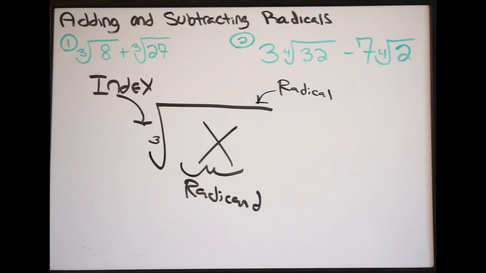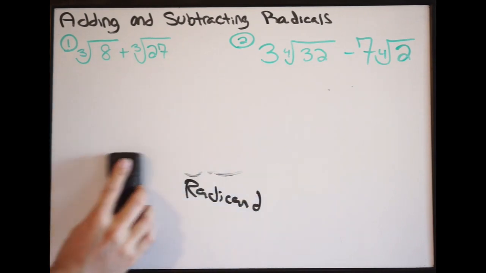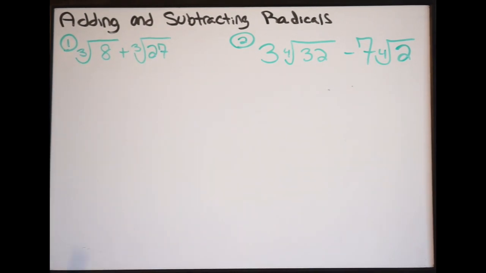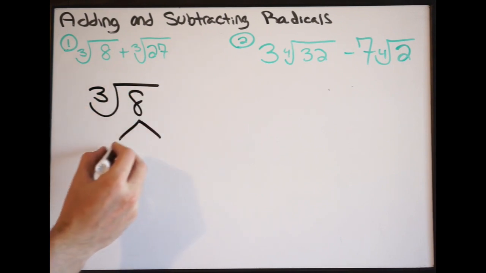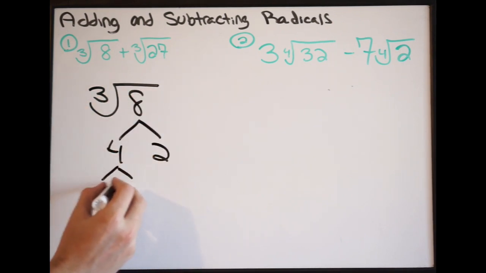Alright, so let's take a look at number 1. So we have the cubed root of 8 plus the cubed root of 27. So doing my quick check, they do have the same index, but our radicand is not the same. Okay, so let's think about how we can go ahead and simplify this down. What is the cubed root of 8? Well, let's use prime factorization in order to find out, right? So just breaking this down, we get 4 and 2, and 2 and 2.